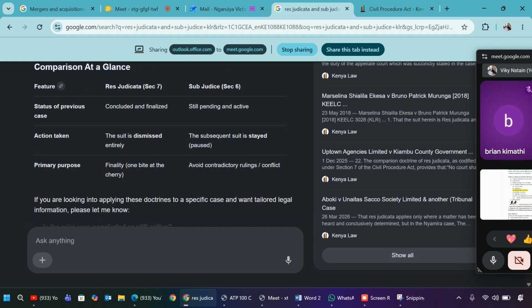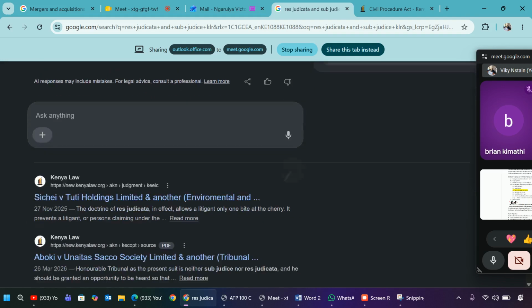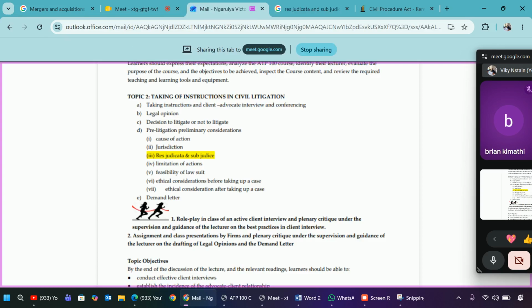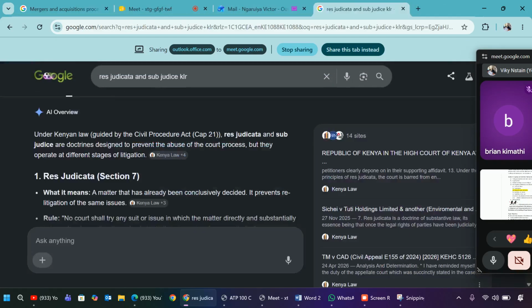Primary purpose between the two. Res judicata is a finality, one bite at the cherry. But if you look at sub judice, the primary purpose is to avoid contradictory rulings and conflict in decisions. So that was it. Then let us look at limitation of actions.